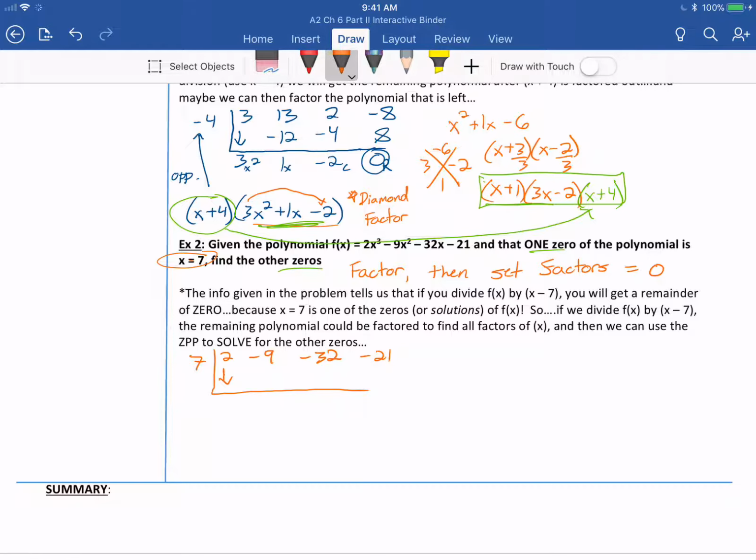This guy comes down. I go 2. Multiply here to give me 14, add straight down to give me 5, multiply to give me 35, add straight down to give me 3, and you should get 21 here to give me 0 at the end. So you know that if it's a 0, you should get 0 in the end. Okay, so now that's my remainder. This is my constant, this is my x, and this is my x squared. Okay, and remember here that one of my factors for my 7 is going to be x minus 7, and then I have 2x squared plus 5x plus 3.